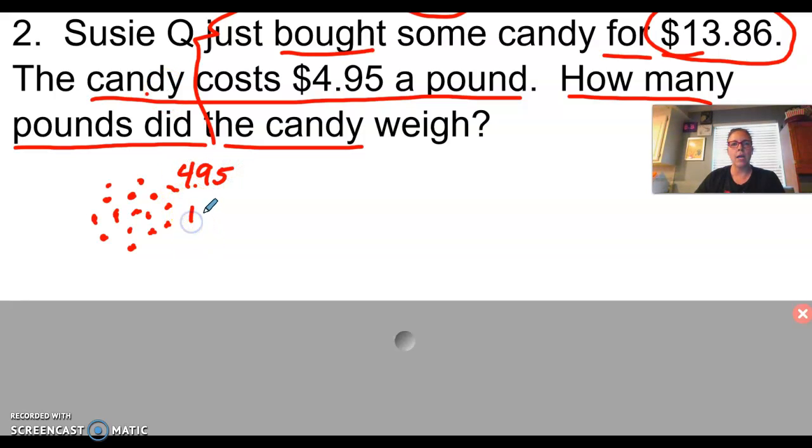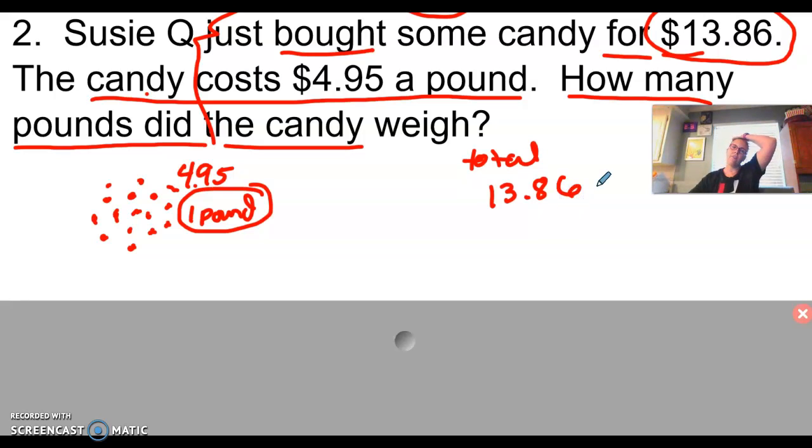So this is $4.95 for 1 pound. Okay, well, she spent a total of $13.86. So if we want to know how many pounds, it would be $4.95 times how many pounds equals $13.86. So to find the answer, we're going to divide. Now dividing, it matters the order. So we have to decide, what are we dividing up? Are we dividing up the $4.95 or are we dividing up the $13.86?